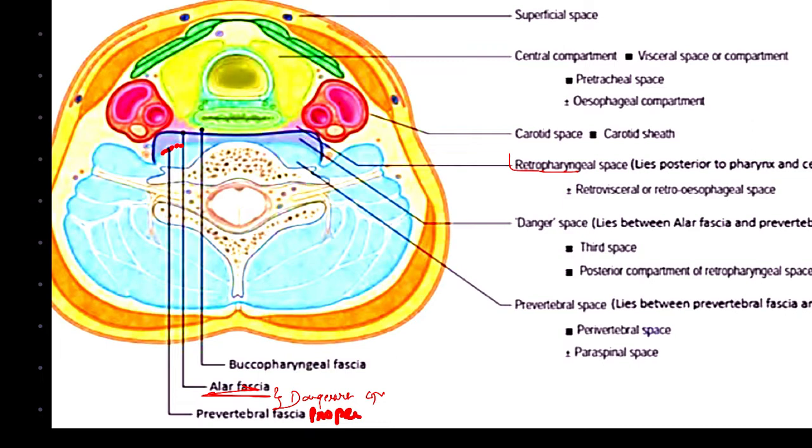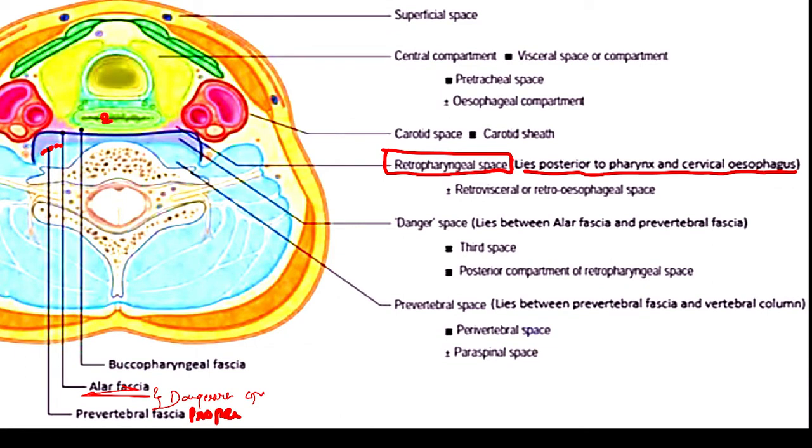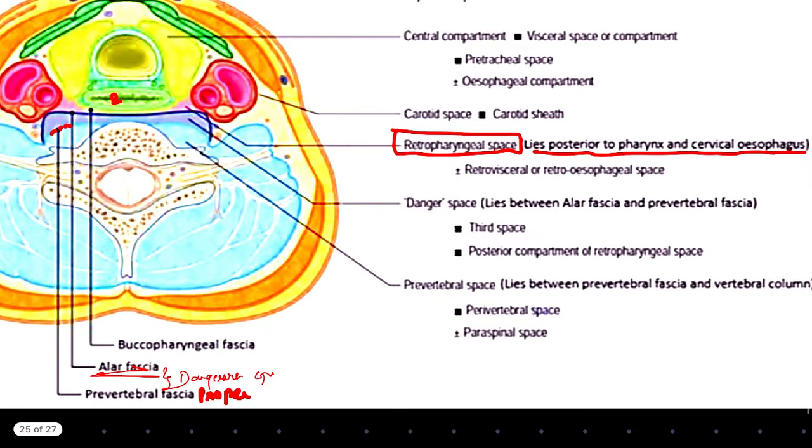Now why are we calling it the retropharyngeal space? Because it is behind the pharynx. It lies posterior to the pharynx and cervical esophagus. Yes, this is our esophagus. We talked about the danger space also, which lies between the alar fascia and the pre-vertebral fascia proper.